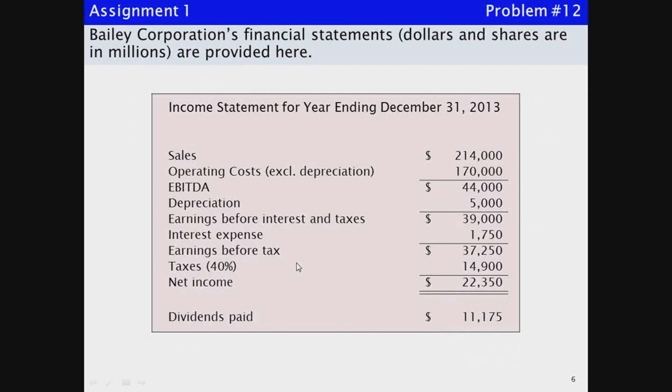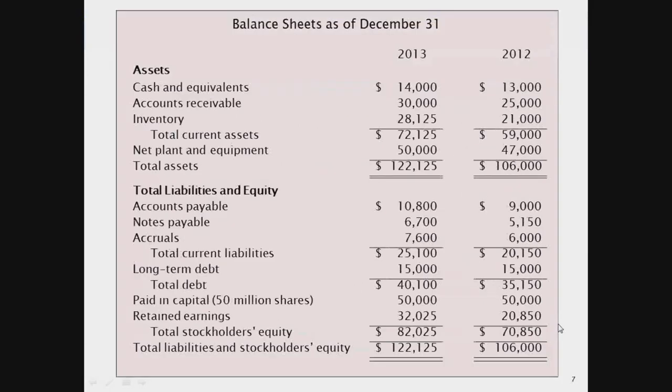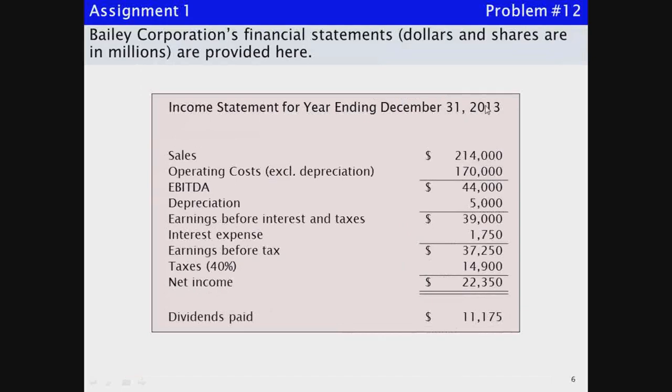Bailey Corporation's financial statements with dollars and shares in millions are provided here. For the year ending 2013, we have sales, operating expenses exclusive of depreciation, giving us EBITDA, minus depreciation, giving us EBIT, minus interest expense, giving us EBT, minus taxes, we get net income. Here are the dividends paid. And here's the balance sheet, and you can take a moment and pause this and take a look at it if you'd like. I don't think you need me to read you every number and every category title. So there's the balance sheet. And notice you have 2 years, 2012, 2013. The income statement was for the year 2013.